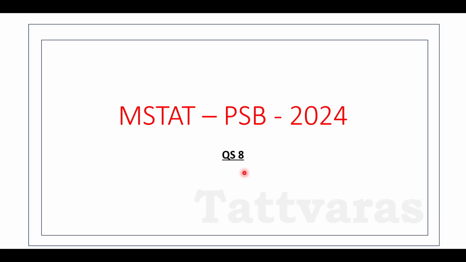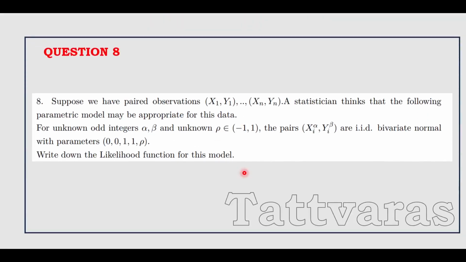So today we are going to discuss question number 8 from PSB 2024, where the question says that we have n pairs of observations (x1, y1), (x2, y2) up to (xn, yn), and we do not know the exact distribution of these observations or of these variables.